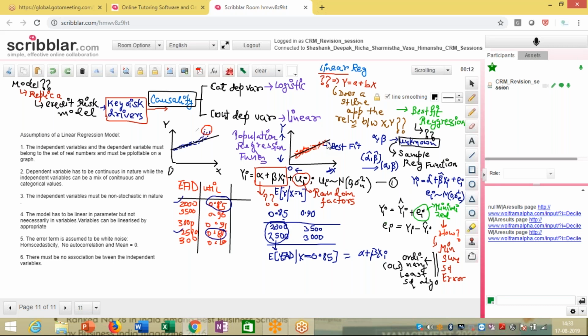Now, what do I mean by linear and non-linear parameters? If the parameters are linear, it means that the dependent variable is responding proportionately to the independent variable. If the model is non-linear, it means that it is not responding proportionately to the independent variable, right?